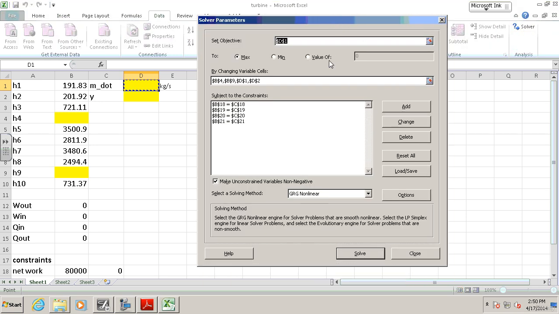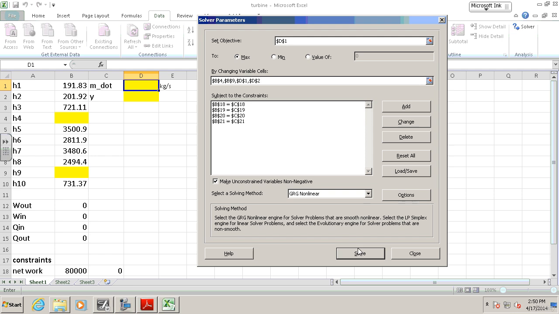The solver says set an objective. I just made one up because I didn't really have one. I just wanted to solve it, not maximize or minimize anything. So I made up an objective of maximizing cell D1, which is the mass flow, whatever. Then I said change the variable cells. The variable cells are the ones I have highlighted. Subject to the constraints, which are the ones down there at the bottom. So I've got the 4 constraints.